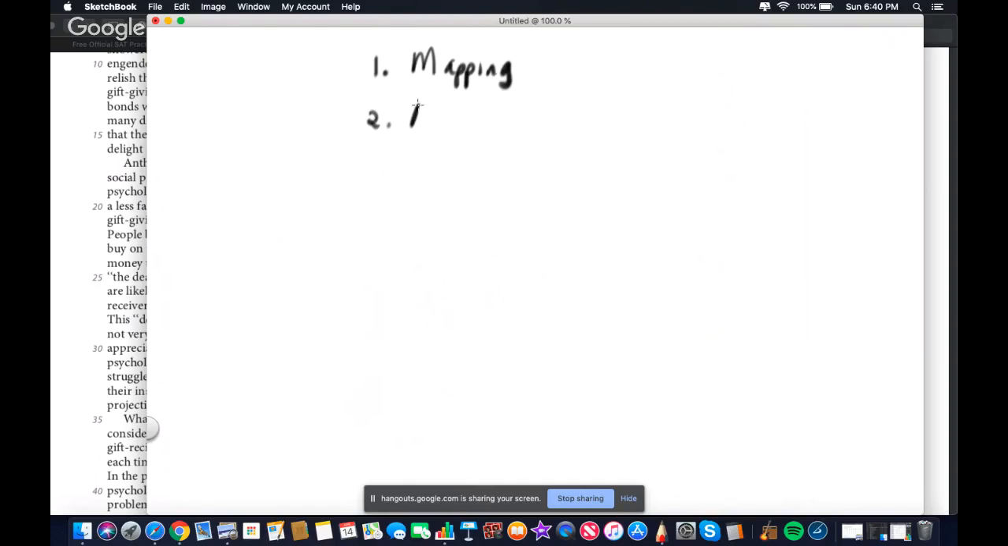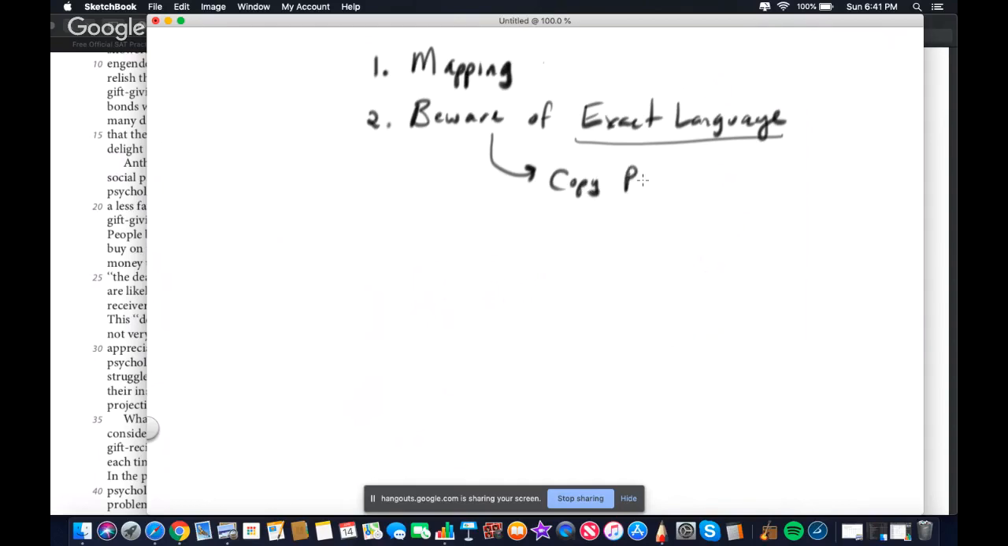Two, beware of exact language. They will use exact language, so if you just try to copy paste language instead of mapping, you might say beware of copy paste, right? The idea that the exact language is going to show up in the answers means you wouldn't have to think about and translate the ideas, which is usually wrong.